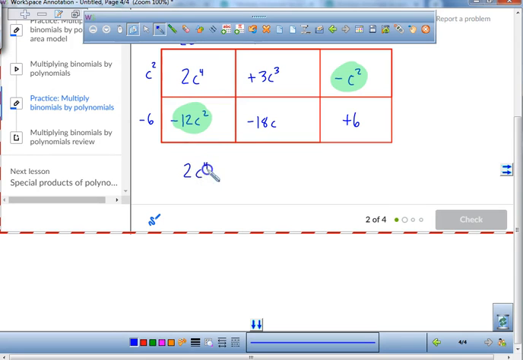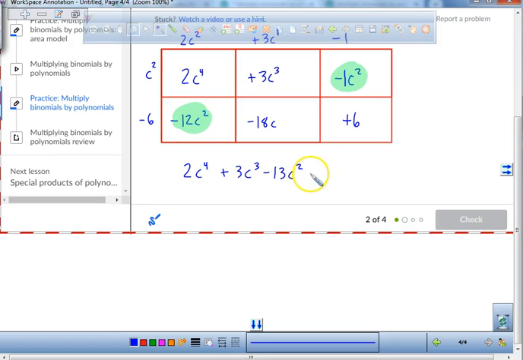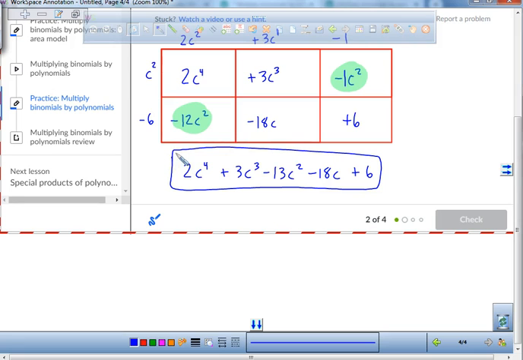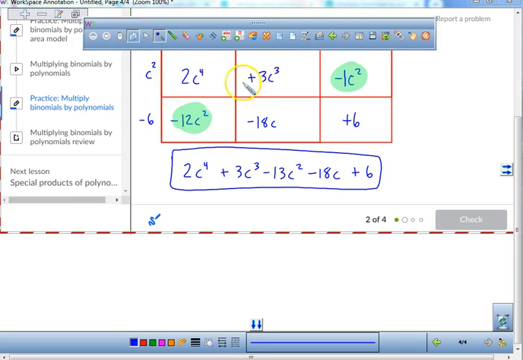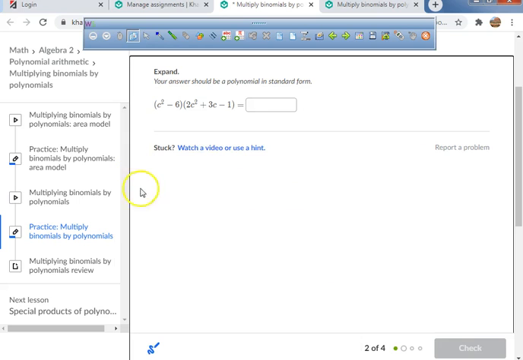2c to the power of 4 plus 3c cubed. Now I got to combine those. So if I've got a negative, even though you can't see it, that's a negative 1c squared minus 12 more c squareds. That gets me negative 13c squared. And then minus 18c plus 6. Woo! That's a big old long one right there. All right? And we got to take our time. You notice I'm not rushing through this because I actually want to get it right. Okay? So I'm going to type that in now.